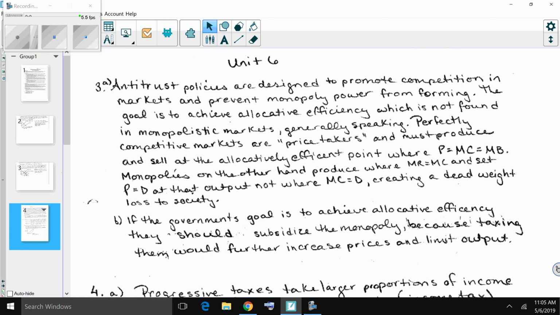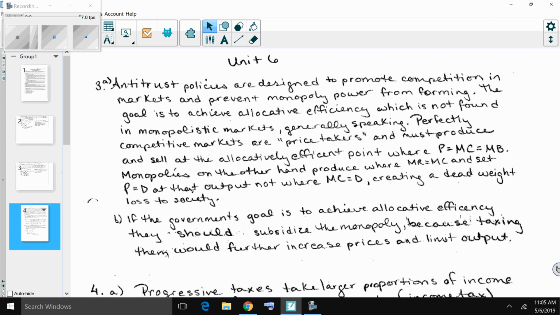Where's my graph? Oh, I had a graph of this and I don't know where I put it.